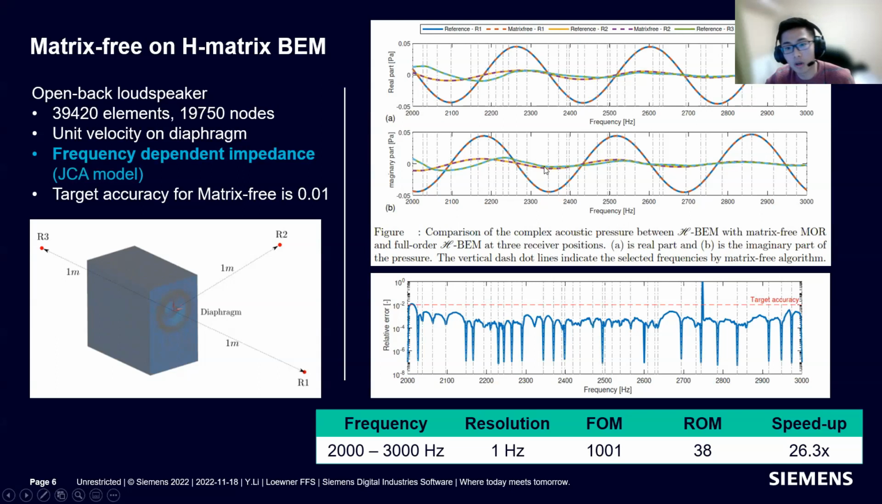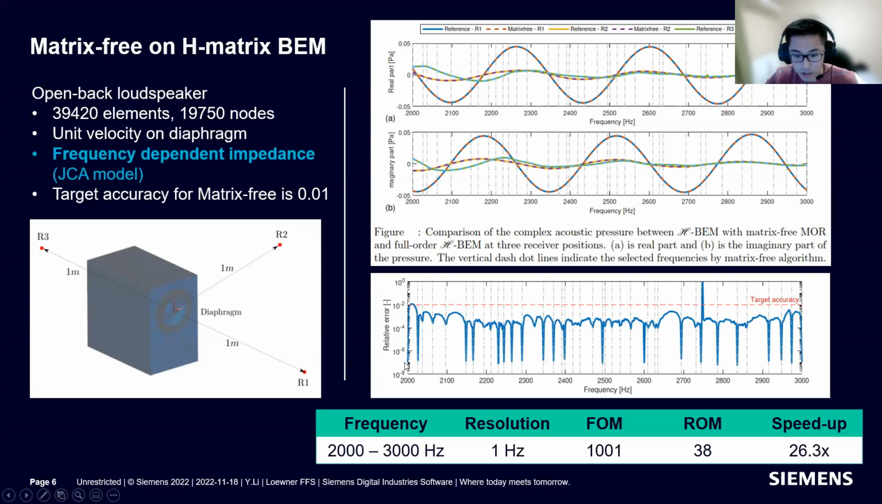In the figure on the right, you can see a comparison of the matrix-free with the full order model for 3 different receivers in the setup. We can see that the matrix-free captures the behavior of the system very well. The vertical dashed line indicates the frequencies that have been selected automatically by the matrix-free algorithm. So in the end, for the reduced order model, we end up with 38 frequency points.